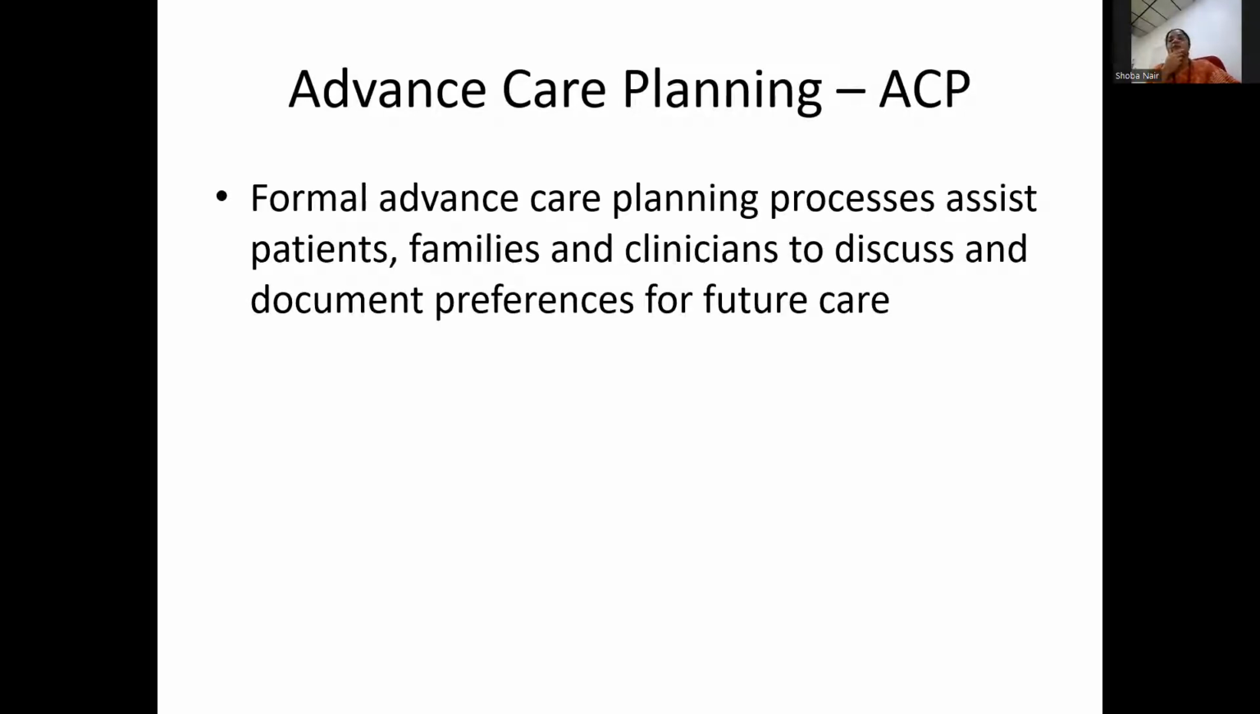So formal advanced care planning processes assist patients, families and clinicians to discuss and document preferences for future care. How much of this works in our kind of scenario is questionable, because we don't have a legal person coming in and appointing a surrogate and saying that if I'm incapacitated, this is my representative who will take the decision. I'm giving him the full rights to do that.